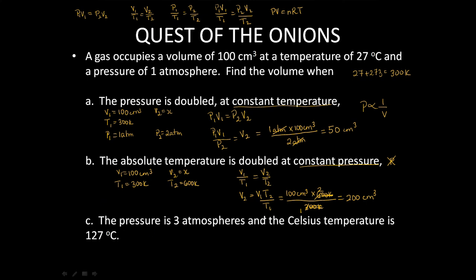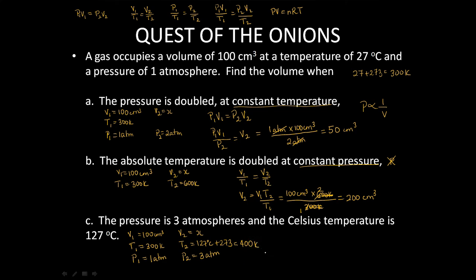And now the pressure is 3 atmospheres and the Celsius temperature is 127. Find the volume. So from before we have V1 equals 100 centimeters cubed, T1 equals 300 kelvins, and P1 equals 1 atmosphere. So now we're looking for the volume V2, and then T2 will be 127 degrees Celsius plus 273. And then P2 would be 3 atmospheres. So we treble the pressure, and we increase the temperature by 100 kelvins.